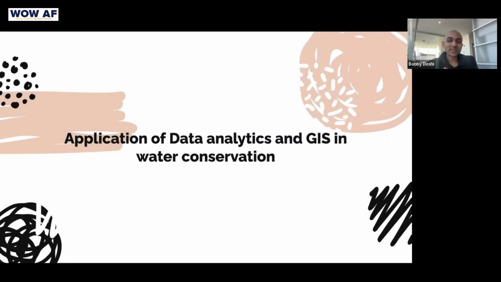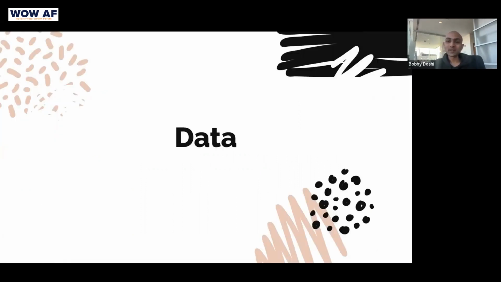Going to start with the application of data analytics and GIS for water conservation. And in fact, this can be interpolated to anything, let's say forest or any other environmental aspects that we have. When we talk about data, what are the different sources of data that we currently have?